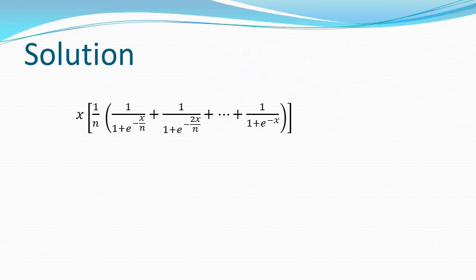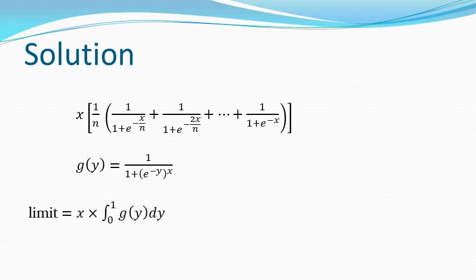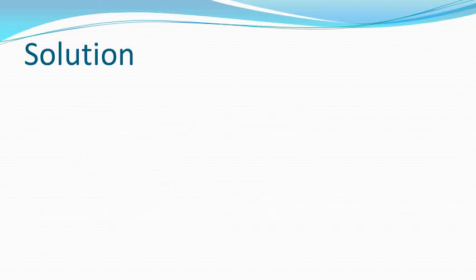Now looking at the first term and replacing 1 by n with y, we can say that g(y) must be this expression, which can be written as 1 divided by 1 plus e to the power minus xy. And therefore the limit now takes this form. It is x times the integral of g(y) dy from 0 to 1, which can be written down like this. Now multiplying the numerator and the denominator with e to the power xy, we can further simplify this integral. So we get this as the limit that we are looking for.